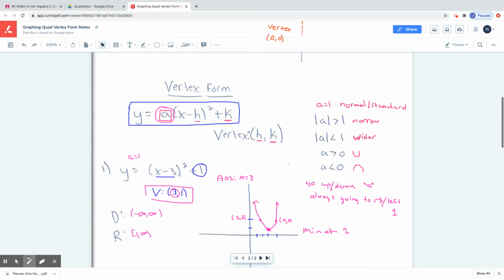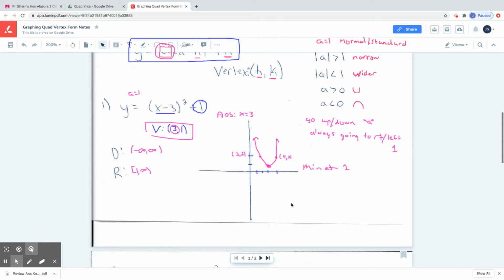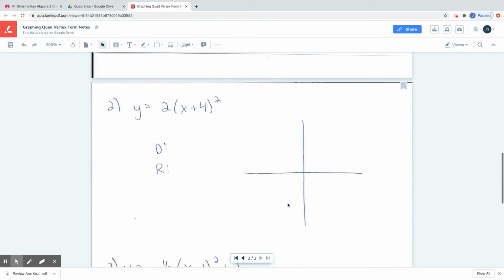All right. Moving along to the next example. So y equals 2 times the quantity x plus 4 squared. So let's find my vertex. Well, this helps me find my x coordinate. Set that equal to 0, which is negative 4. So my vertex is at negative 4. Just set that equal to 0, and I get negative 4. So that's my x coordinate.